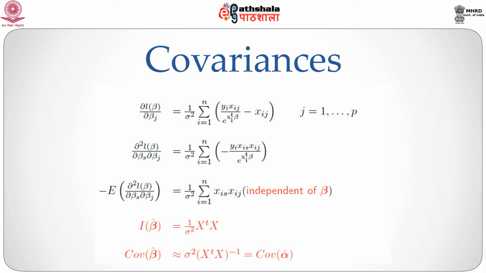Note that for this case, minus of expectation of del square L over del beta s del beta j turns out to be equal to 1 over sigma square summation 1 to n xis xij, independent of beta, and thus I of beta hat is of the form 1 over sigma square x prime x. In this case also, covariance of beta hat is approximately sigma square (x prime x) inverse, and this is equal to the covariance of alpha hat from the log linear model.